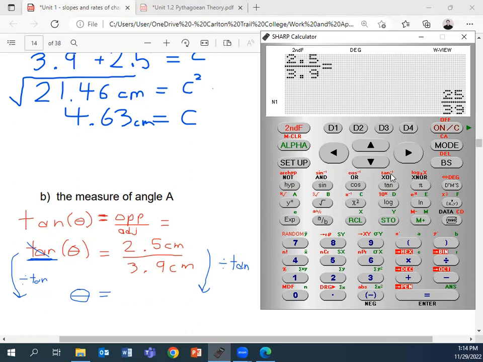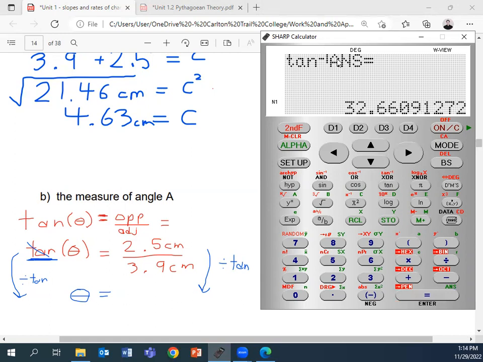Well, how did you get 2.5? I did get that. I just pressed equals. 2.5 over 3.9, I pressed equals. No, I mean, like, how did you put it over? I'll show you in a second. Sorry. Yeah. So I take my second F, I press tangent.